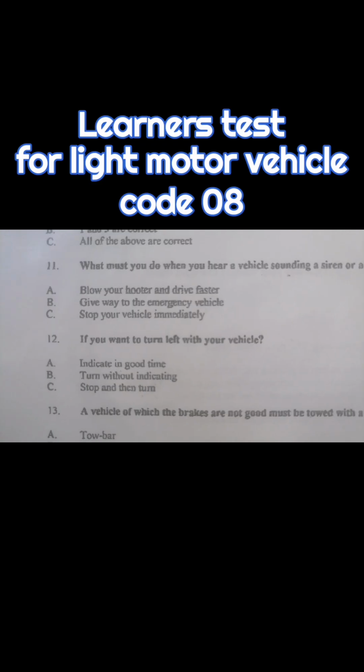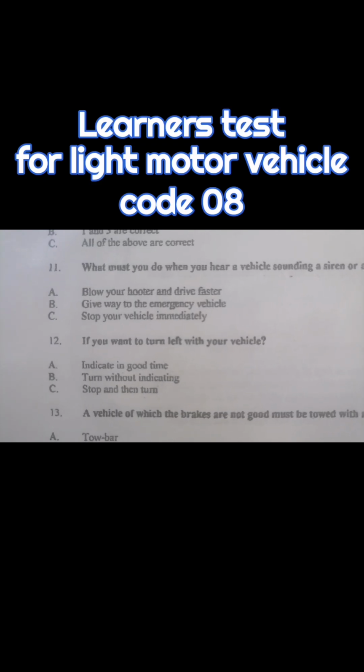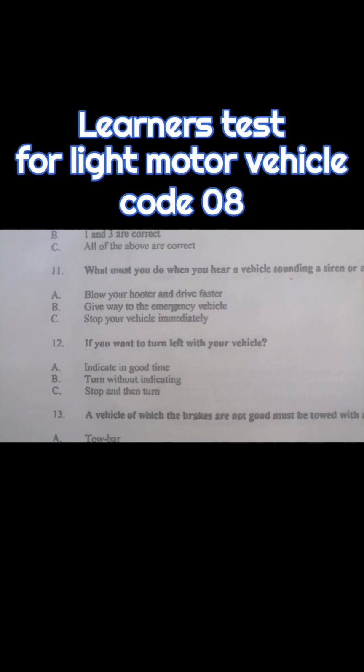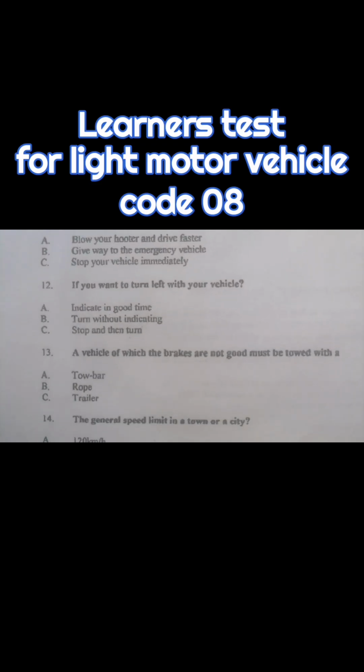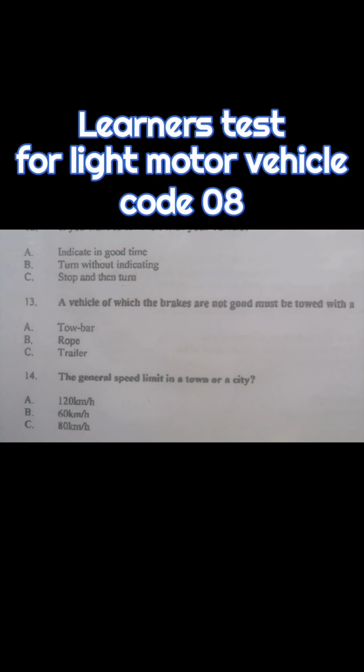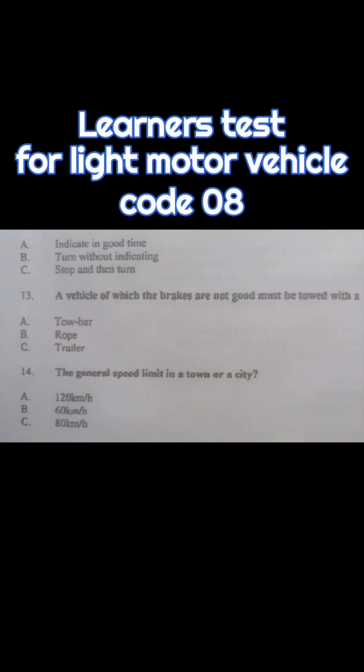Moving along to 12. If you want to turn left with your vehicle, what do you do? If you want to turn left with your vehicle, you A, indicate in good time, B, turn without indicating, or C, stop and then turn. The answer is in fact A, you indicate in good time so that people know what it is that you're planning on doing. Moving along, we have question 13.